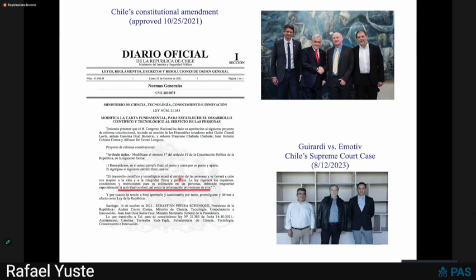So this is the first case of jurisprudence based on a constitutional amendment in one country that could open the way to future court cases where brain data is protected, at least in this country.